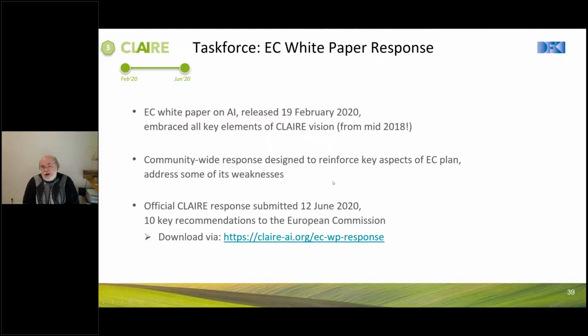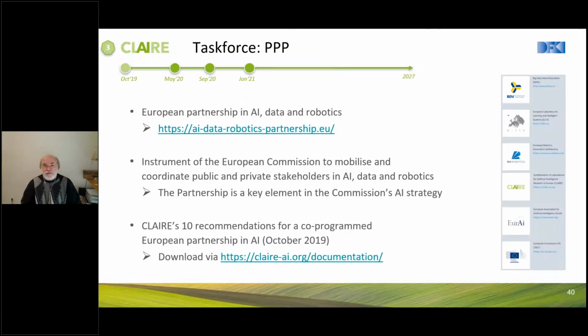And the really interesting part is that the EC white paper on AI that was released in February this year essentially embraced all of the key features of the original CLAIR vision that we formulated in mid-2018, including our AI hub, which they now call the Lighthouse Center for AI. We're working with, I mentioned this, BDVA, ELISE, EU Robotics, EurAI, and the Commission on forming a private-public partnership, European partnership, as I think they call it now.